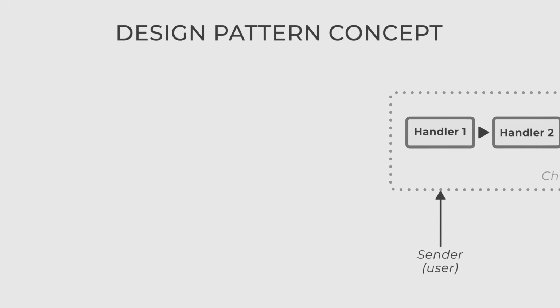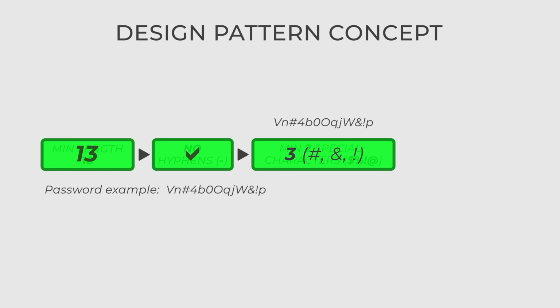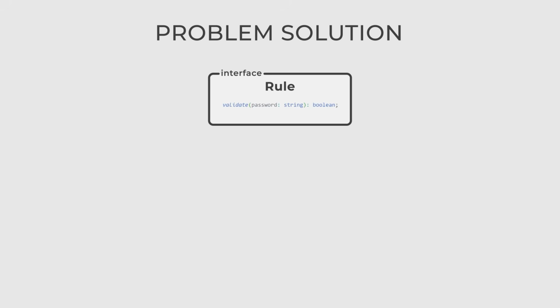In our case, we are using a slightly modified version of the chain of responsibility. We have the chain in which a password must pass each object's validation to become a valid password. Therefore, each object must process the password and pass it along the chain if the processing is successful. Let's create an interface and call it rule. It has a single function named validate.